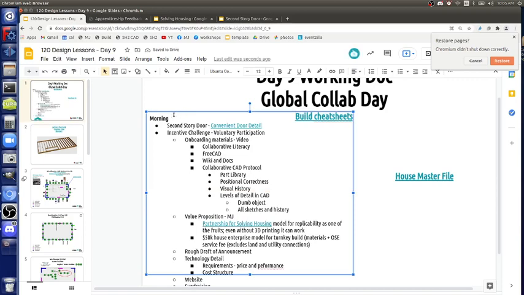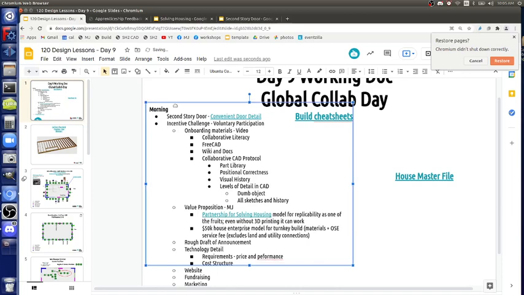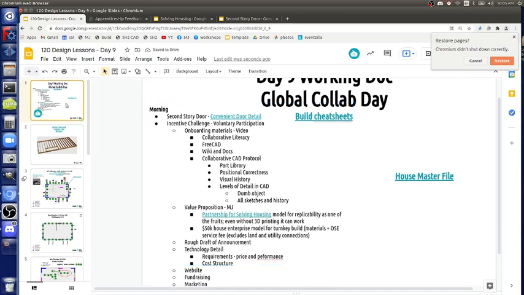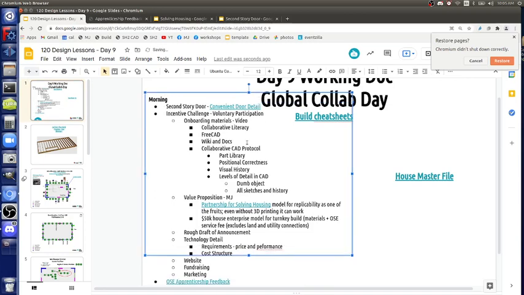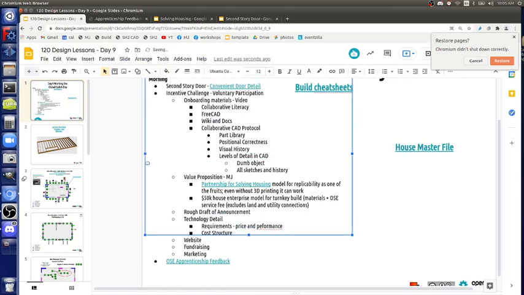What are we doing here? We're supposed to be developing techniques for global collaboration. Okay. Well, the incentive challenge is a technique for global collaboration. So that's the idea here, that we work collaboratively on that.